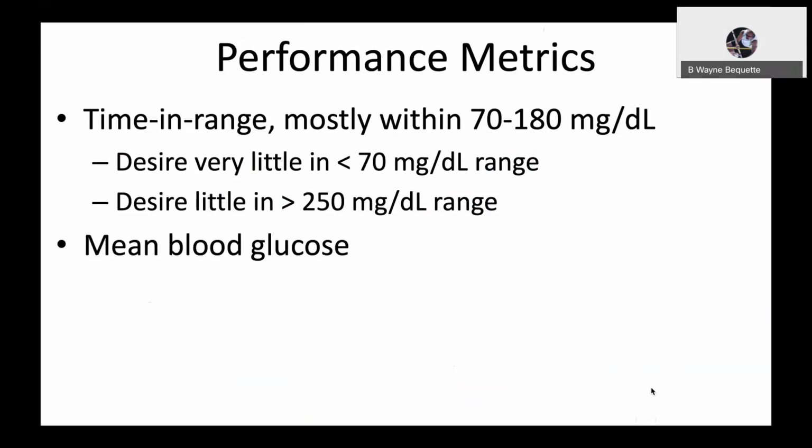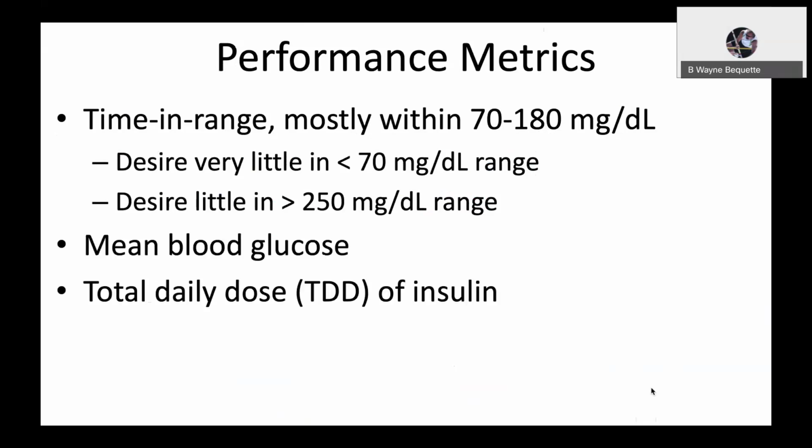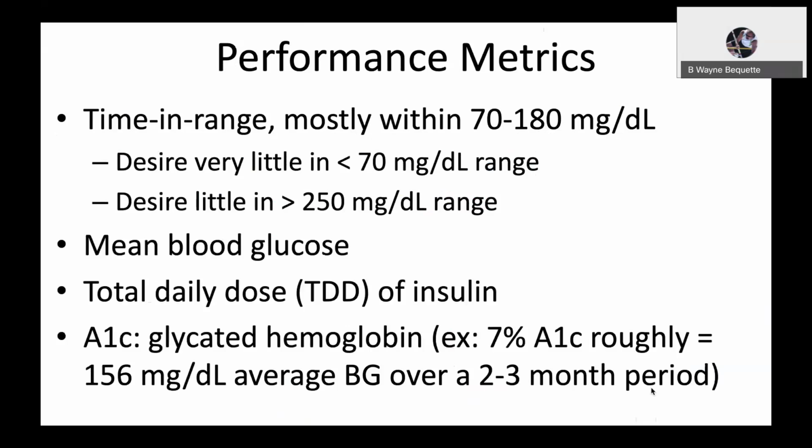Another metric is the mean glucose level over the course of the day or some longer period of time. Another metric is the total daily dose of insulin that you're being given each day. And finally, a blood measurement known as the A1C, the glycated hemoglobin, would be done when you go in and have a blood test, perhaps during an annual physical or maybe on a more frequent basis if you have type 1 diabetes. And an example would be a 7% A1C corresponds roughly to 156 milligrams per deciliter average blood glucose over a 2 to 3 month period.